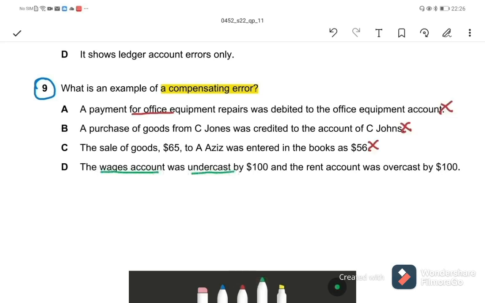undercast $100, and the rent account was overcast 100. This is the compensating error. It means wages account $100 is less. At the same time rent account by mistake $100 overcast. So what was not entered in the wages account is compensated by this error 100. The correct answer is option D.